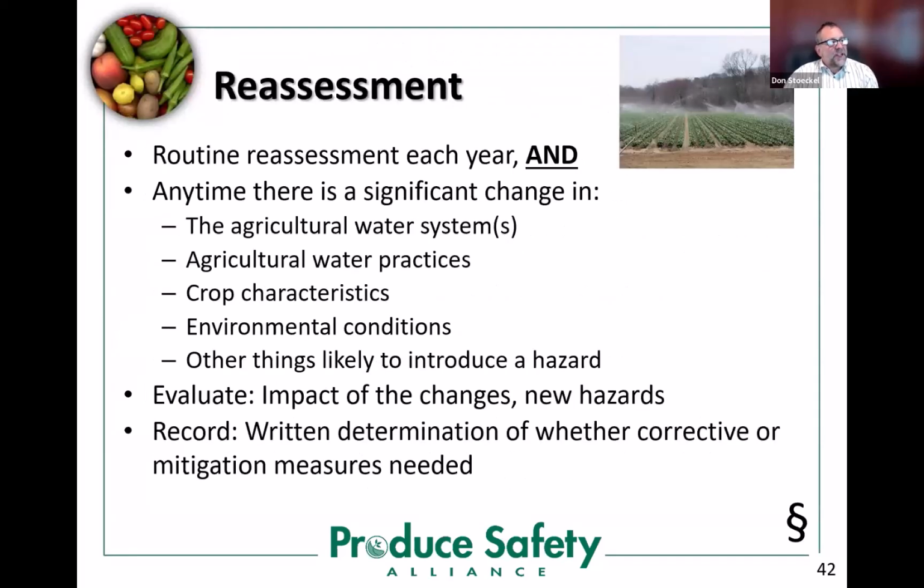Reassessments are going to be done each year, and anytime there's a significant change in the system, so you want to talk through that reassessment. The agricultural water assessment is not necessarily a one and done. There is going to be a requirement or a need to continually reevaluate those elements to see whether something changed significantly and whether a reassessment is necessary.